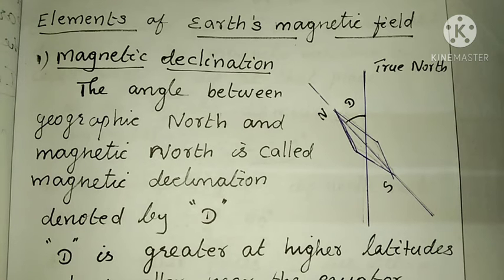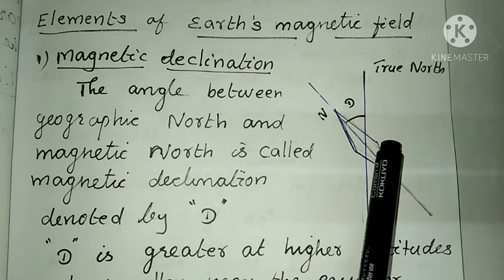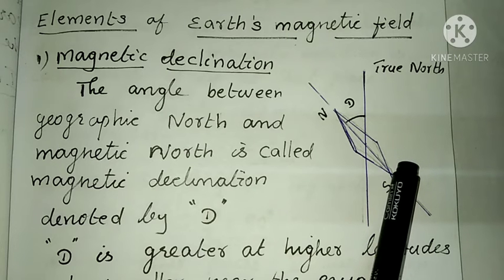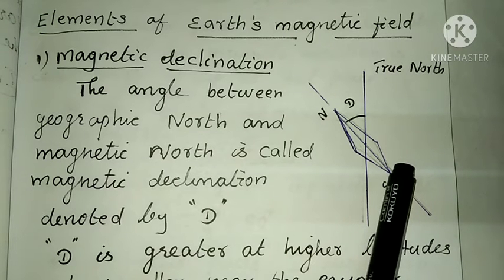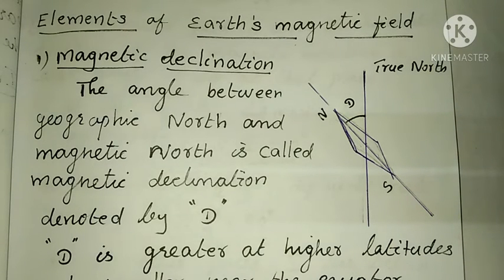Now we are going to study about the elements of Earth's magnetic field. The Earth's magnetic field at a place can be completely described by three parameters. These parameters are called elements of Earth's magnetic field. They are magnetic declination, magnetic dip, and the horizontal component of Earth's magnetic field.